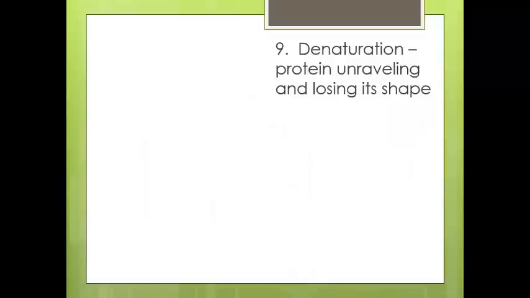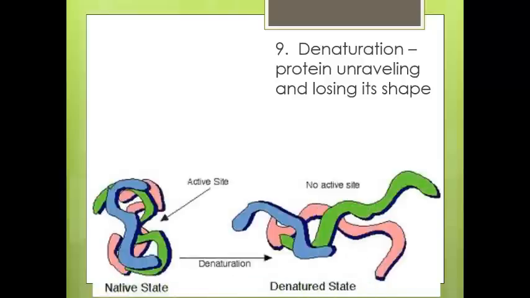Lastly, for today, we're going to look at denaturation. Denaturation is when a protein unravels, and when it unravels, it loses its shape. So if it loses its shape, this is the spot where your other molecule is supposed to come in and bond. Well, if that shape doesn't fit anymore, then you can't bond with your other chemical, and so that means that the reaction can't happen. So that active site is important. The shape of the protein is important. Denaturation is bad. It causes the protein to not work or not work as well.